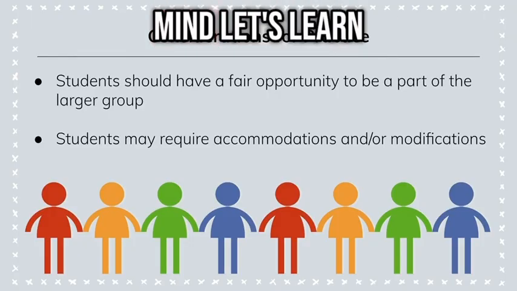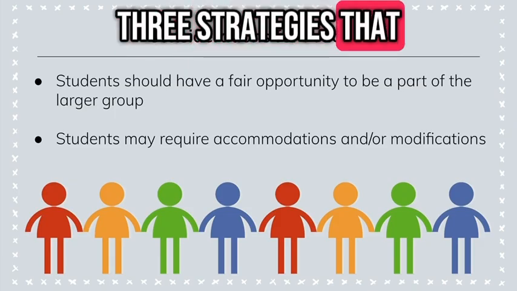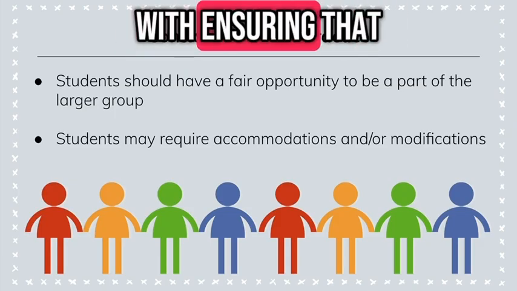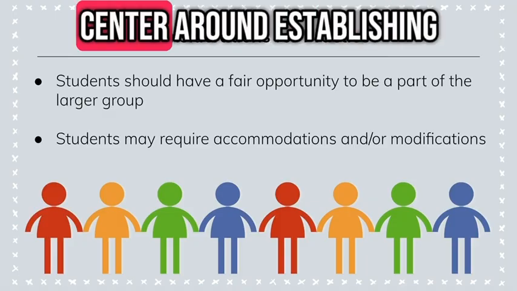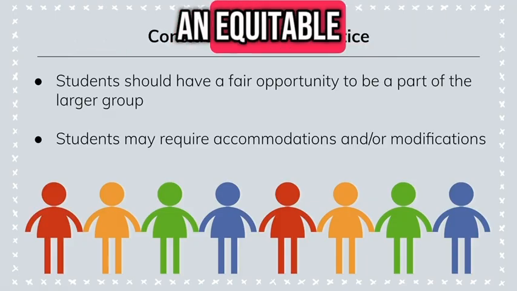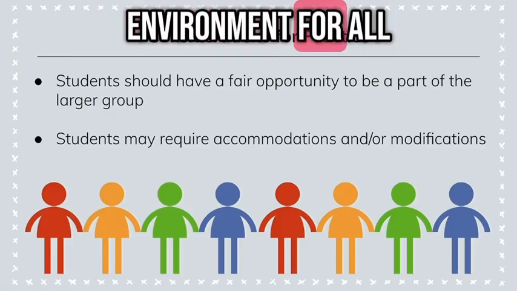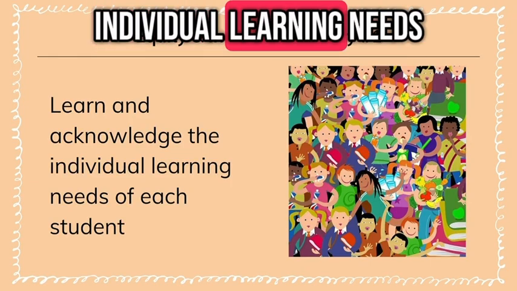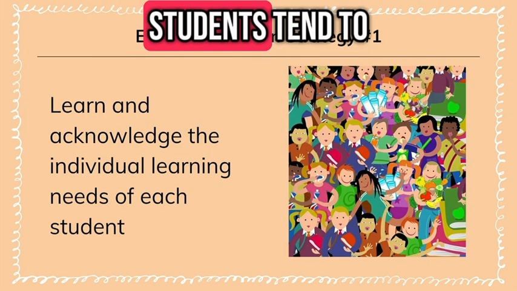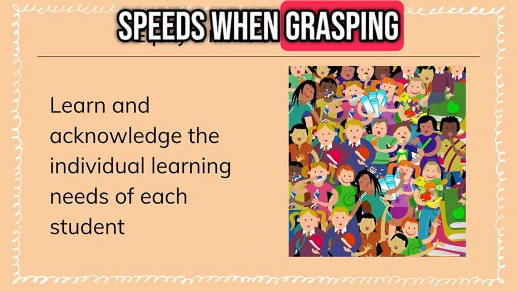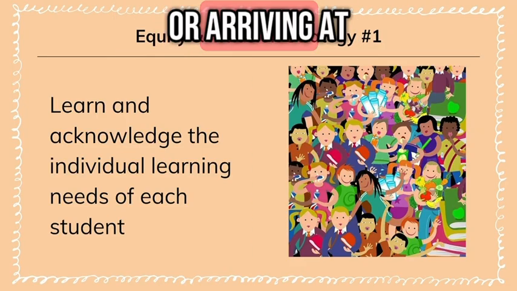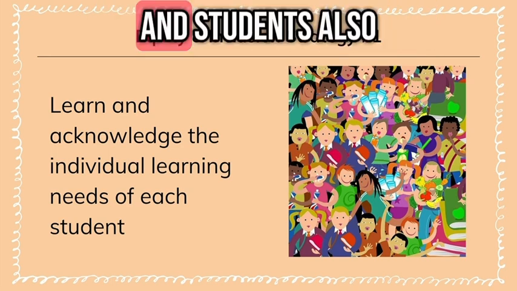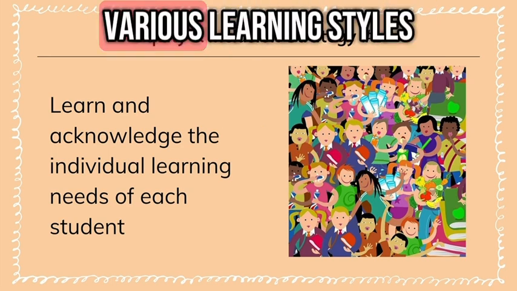With this in mind, let's learn 3 strategies that will aid you with ensuring that your practice will center around establishing an equitable and inclusive learning environment for all. The first strategy is to learn and acknowledge the individual learning needs of each student. Students tend to move at different speeds when grasping new knowledge or arriving at developmental milestones, and students also tend to hold various learning styles.